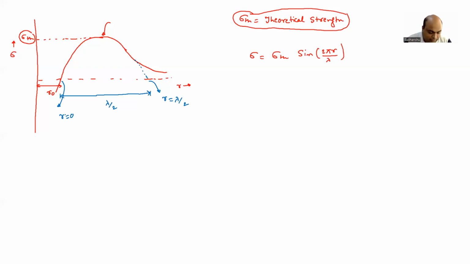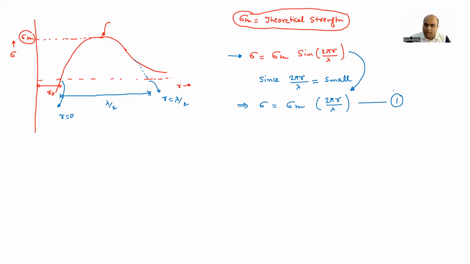So now this particular sinusoidal curve can be written as sigma equal to sigma TH sine of 2 pi R by lambda, where I have shown what R is and lambda is also shown here. Sigma TH is the amplitude of this particular sinusoidal curve, right? Now since 2 pi R by lambda, we are talking about atomic distances, these are very, very small. So we can again approximate the above equation as sigma equal to sigma TH times 2 pi R by lambda, right? So this particular equation can be written like this. And again, approximations. So let me mark it as equation number 1. Remember that this is our equation number 1.